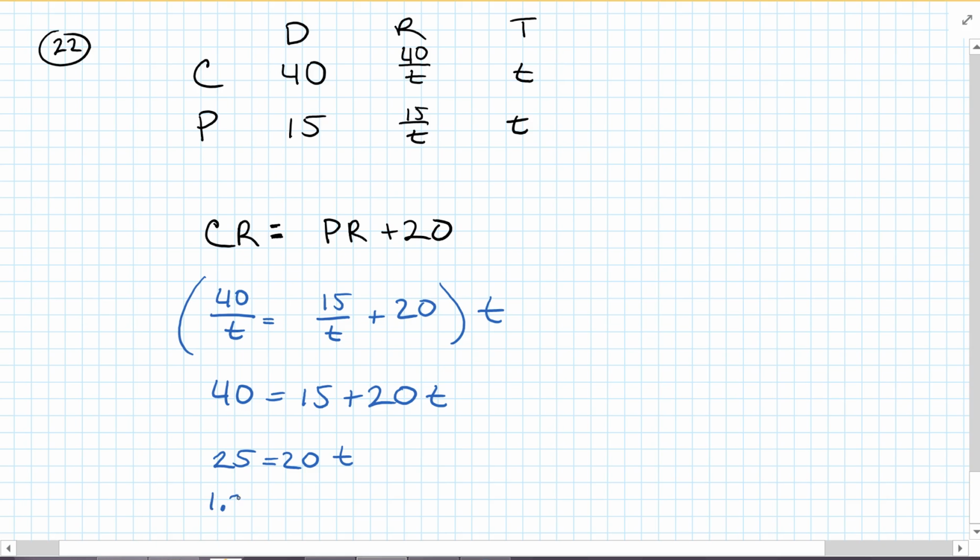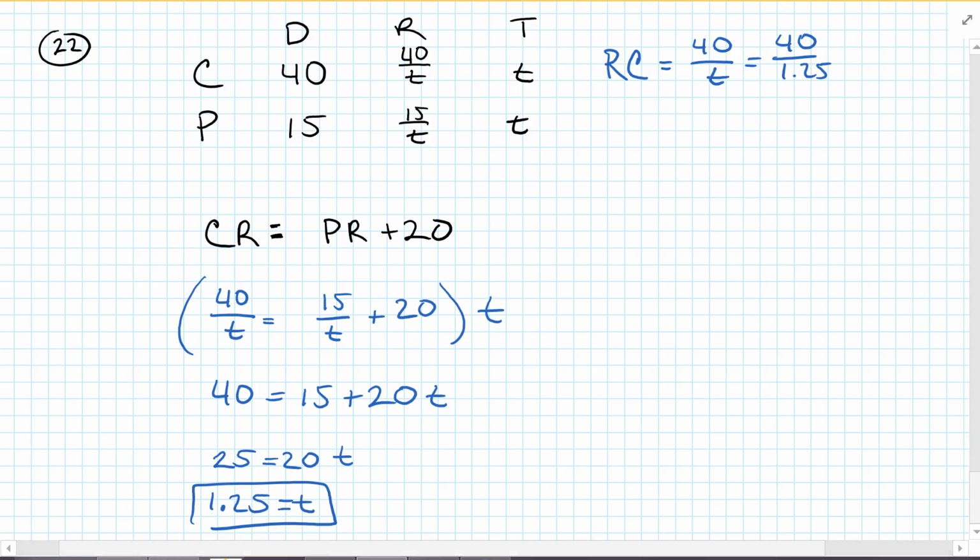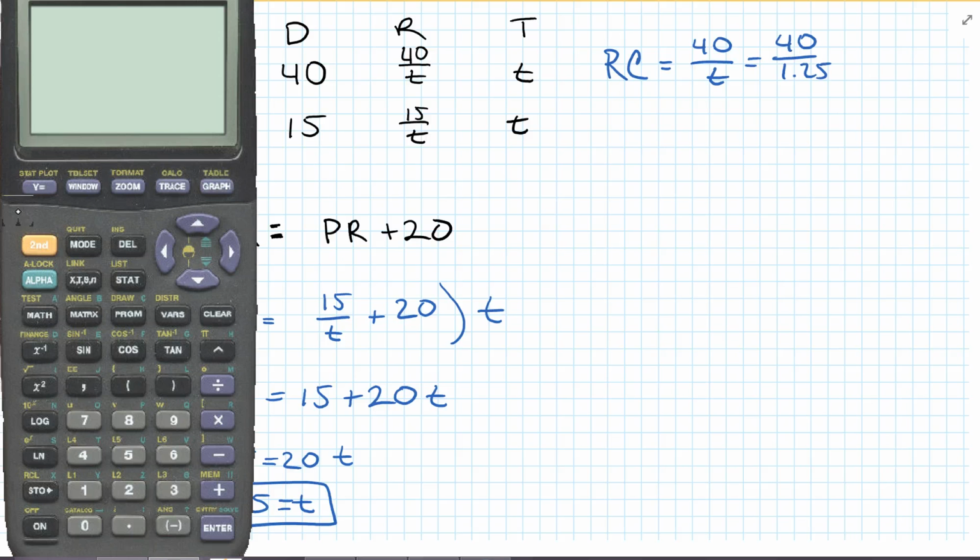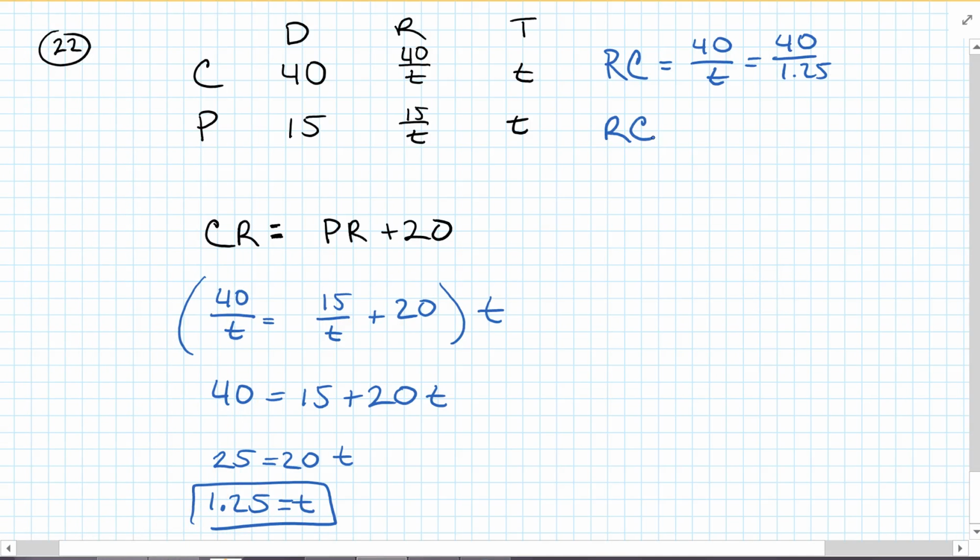So t equals 1.25 hours. So let's look at Carlos. So Carlos's rate is 40 over t, which would be 40 over 1.25. Get our handy dandy calculator out for that. 40 divided by 1.25 equals 32. So Carlos's rate is 32.